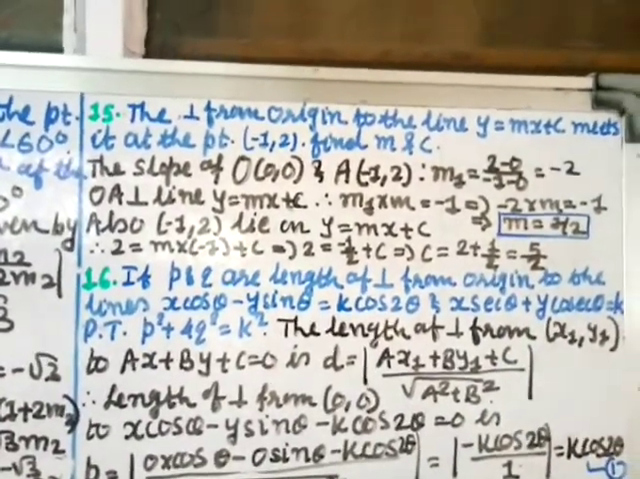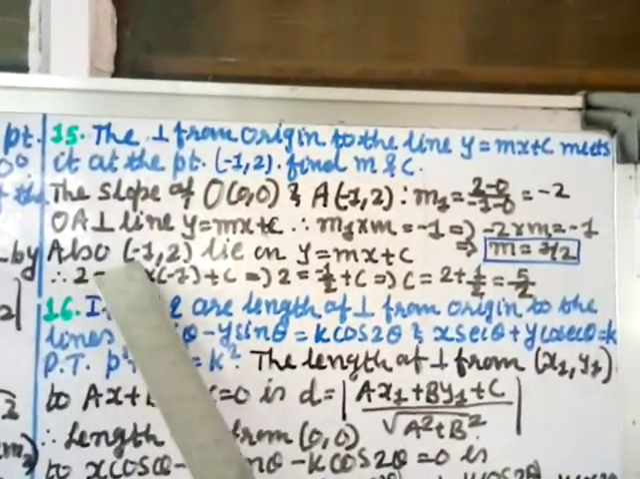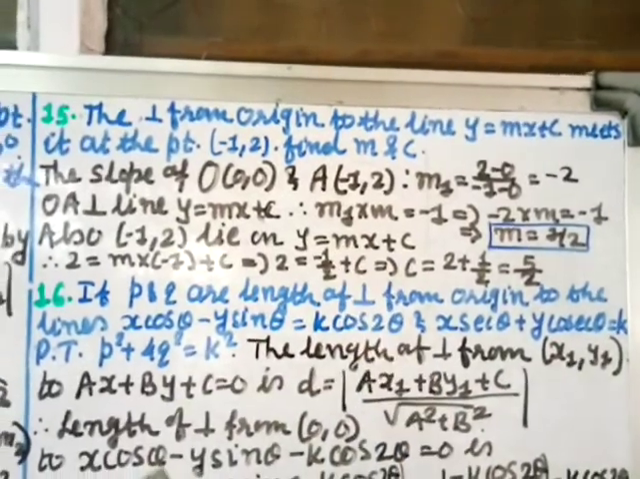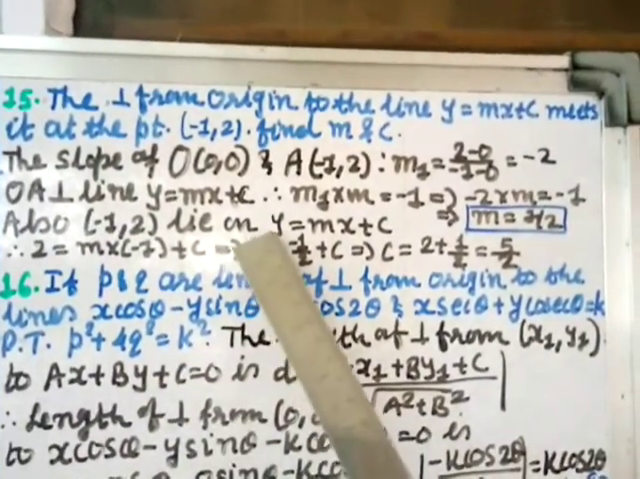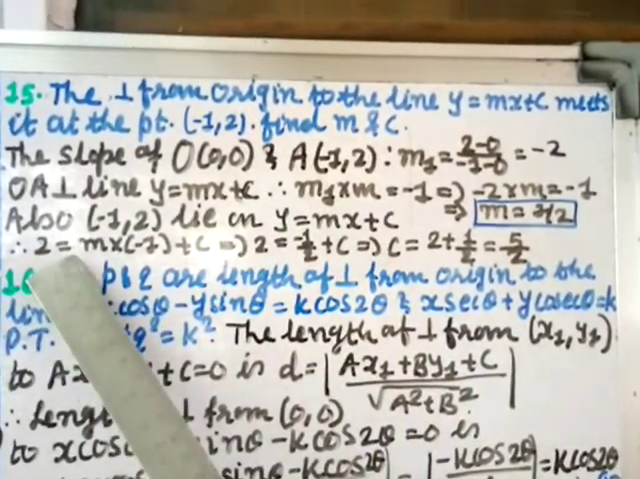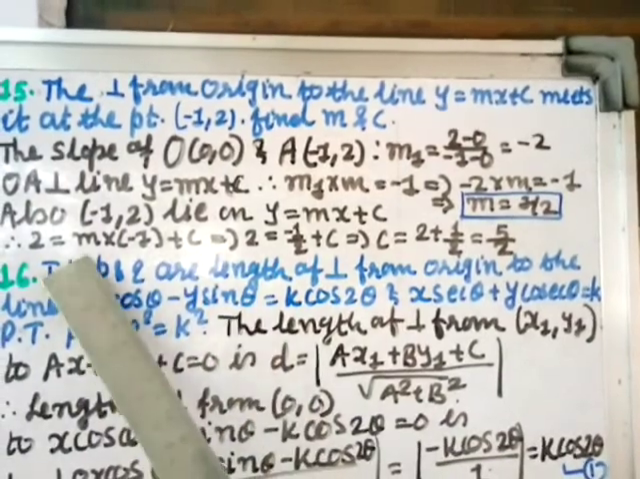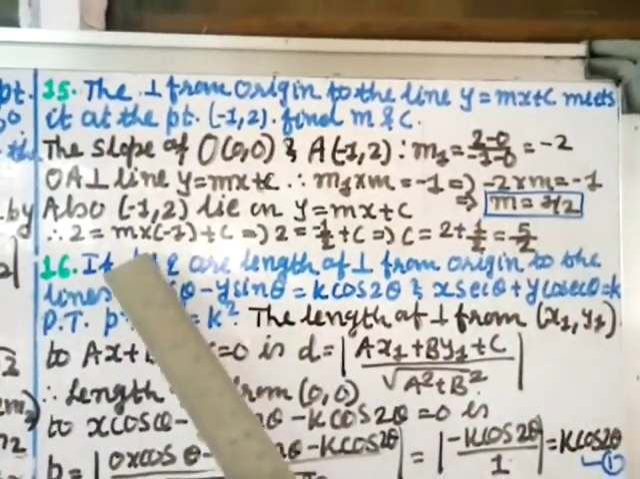Now we also find the value of c. Also, (minus 1, 2) lies on y is equal to mx plus c. If it is on the line, it will satisfy the equation. So instead of x you put minus 1 and instead of y you put 2. So here, y equal to, put 2 equal to m and x value as minus 1, plus c. M we already found as 1 by 2, so I am going to use that value also.